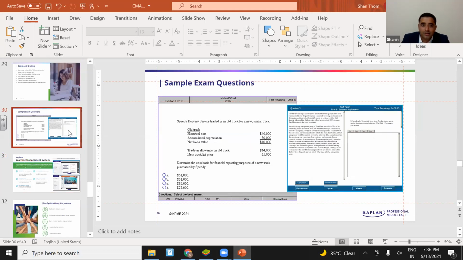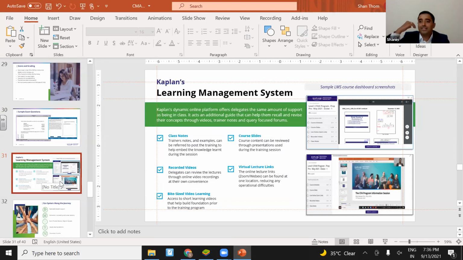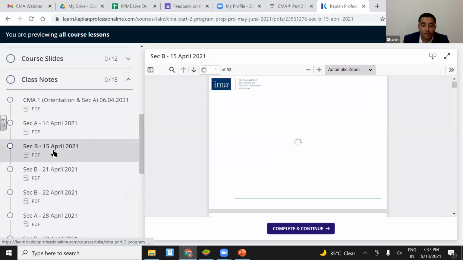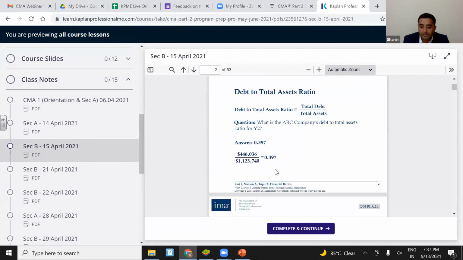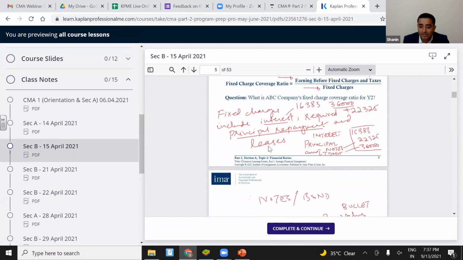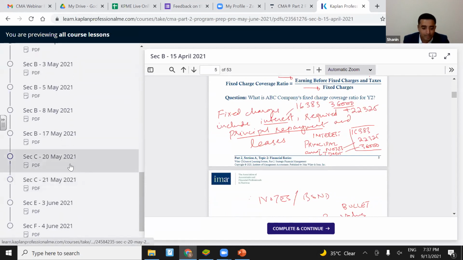Because trainers here, what we do is, it's not just the slides. The value add comes from writing, wherein, just to give you an example, let's say this is a lecture done on 15th of April. Here, if you see, the trainer would make his own notes. Everything is given here just so that you'll understand how it is being done.